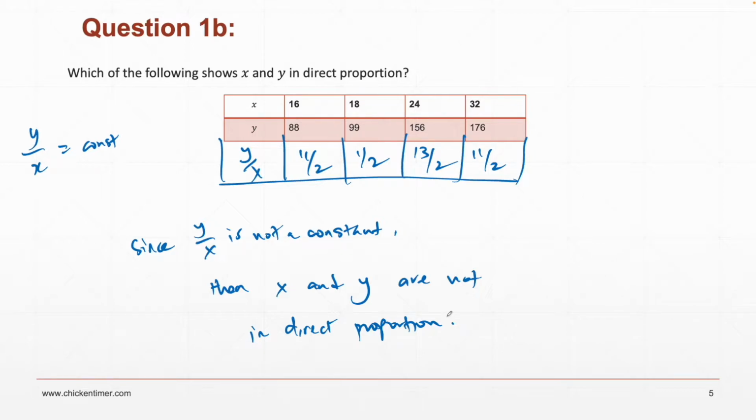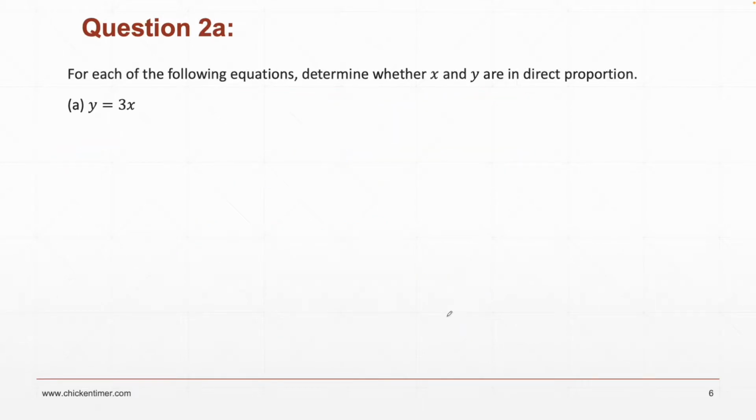This is one type of question. This is another type. Instead of giving you a chart or a table, they give you an equation. Then with that equation, they will want you to decide whether it is directly proportional to each other or not.